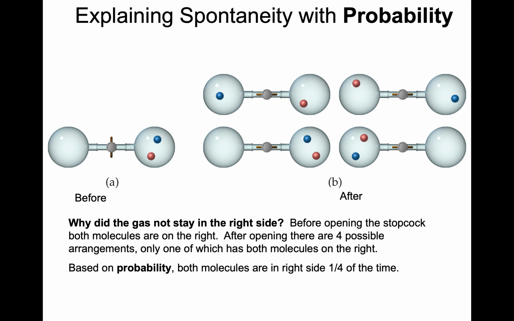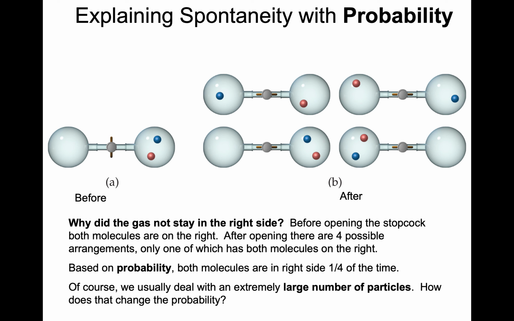Before opening the stopcock, they were in one location on that right-hand side. After opening it up, we find that we have more options where they can be. Only one of those arrangements put them both on the right-hand side. So simply based on probability, both of them are found on the right-hand side about a quarter of the time.